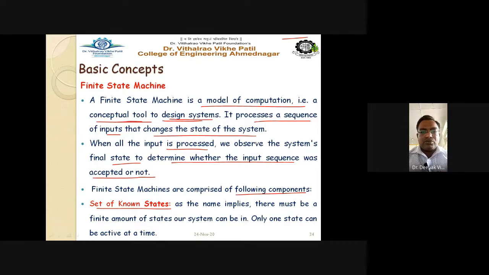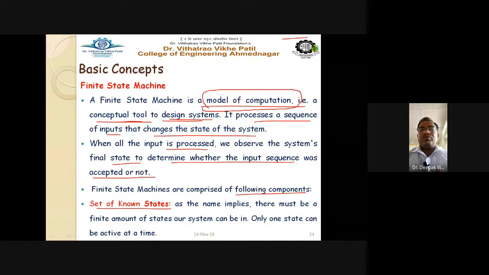Provided that I must know exactly what the initial state is, what the current state is, and what input I am applying to that particular machine. Definitely the machine, or the system, changes its current state and moves towards the next state, right? So that is nothing but the model of computation.